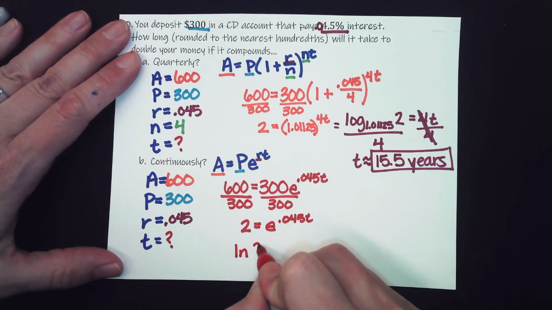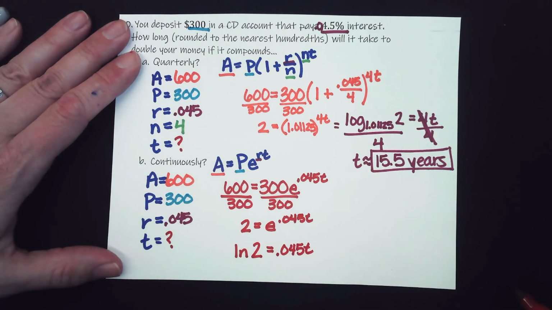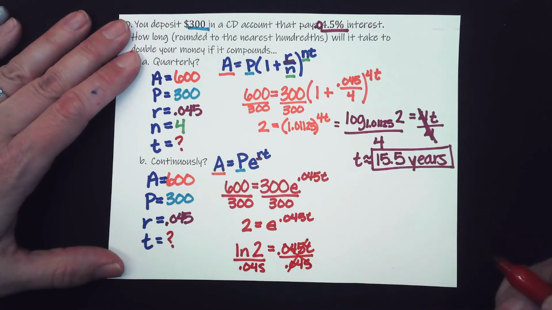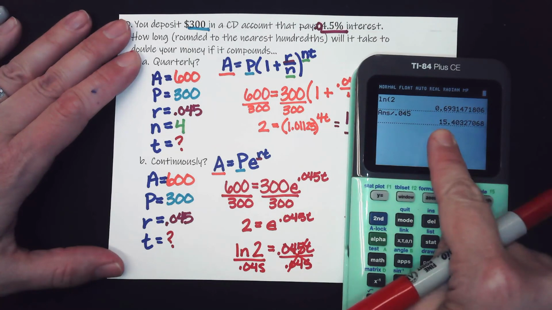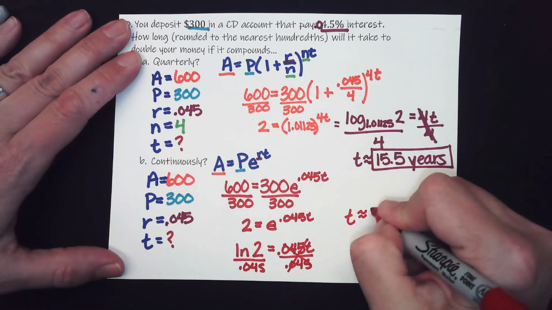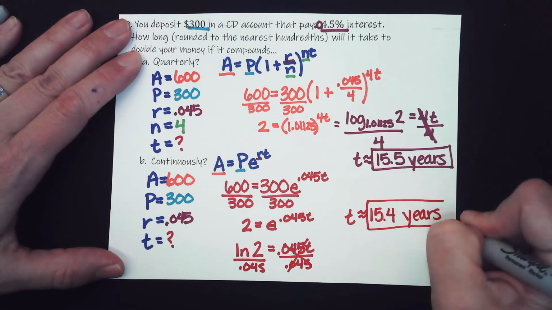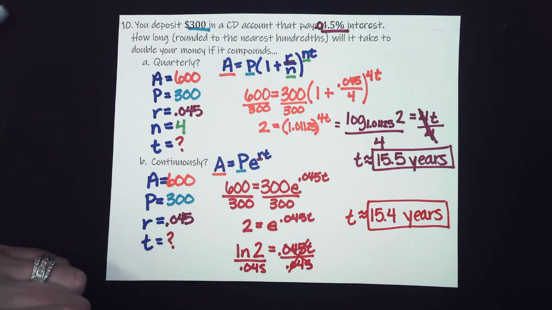Jump over the equal sign. It's going to equal the power, 0.045t. To solve for t, I divide by 0.045. Okay, so I'm left with t all by itself there, so t is going to be, we all have the natural log button here, natural log of 2, enter, divided by 0.045, I get about 15.4 years. So you can see the more it compounds, the sooner you'll get to that bigger number.